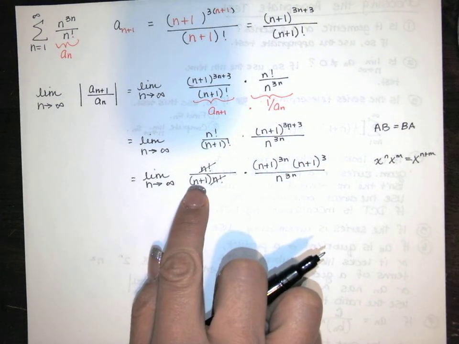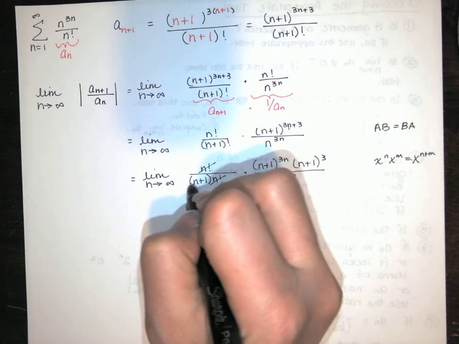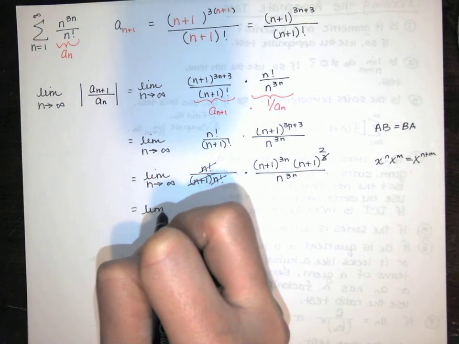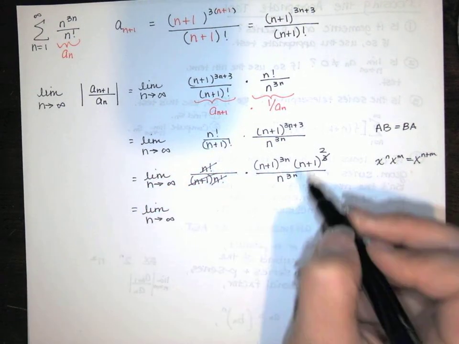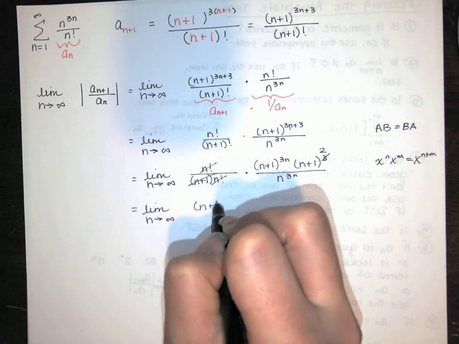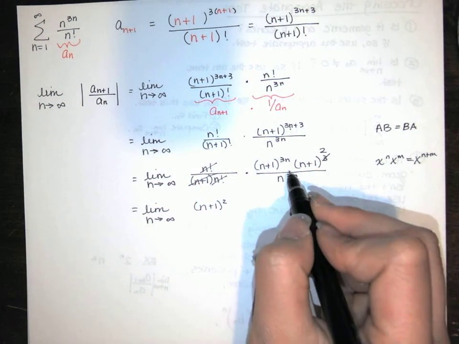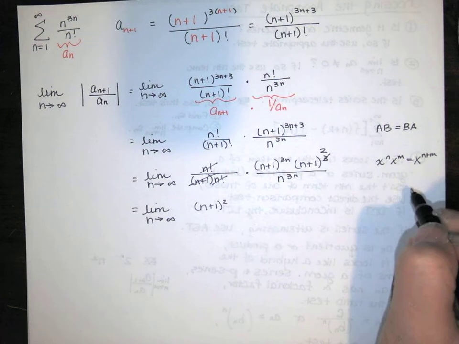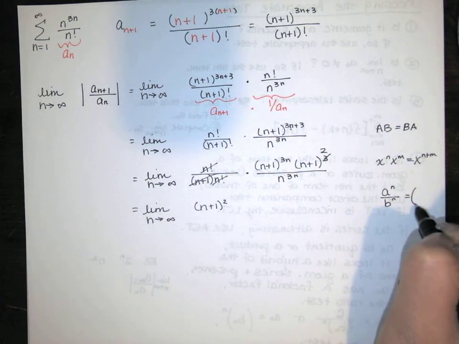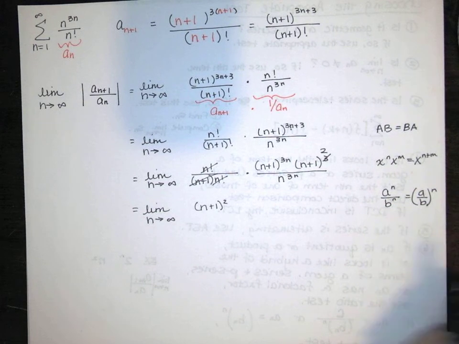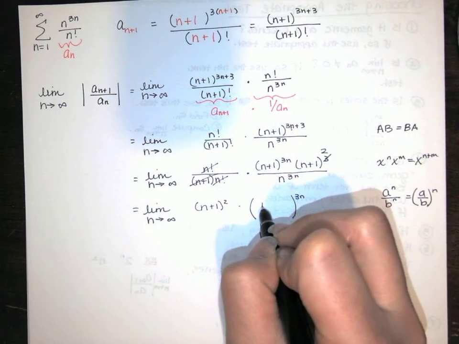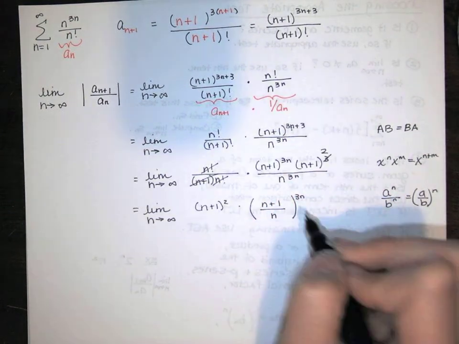Now I notice I've got an n plus 1 here and an n plus 1 cubed here. So one of those will reduce. Now I've got an n plus 1 squared there. This really doesn't look like these terms anymore, so I'm going to factor it out. And notice that these exponents are the same. So I'm going to use this property. If you've got a to the n over b to the n, you could write that as a over b to the n. So let's write that as n plus 1 over n to the 3n.